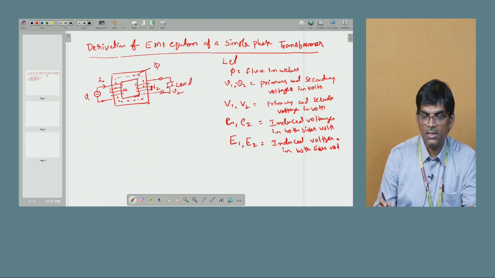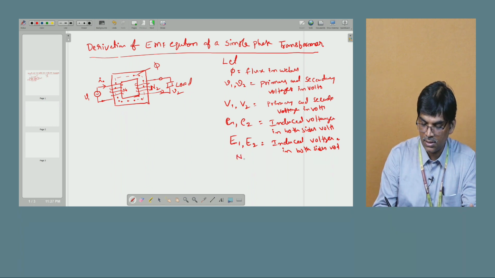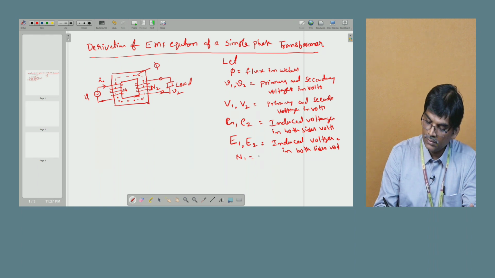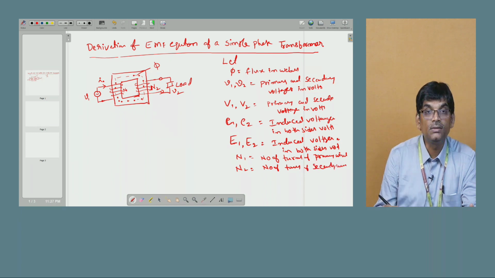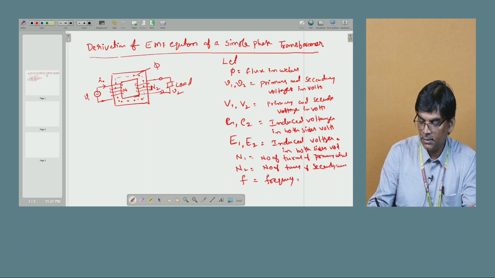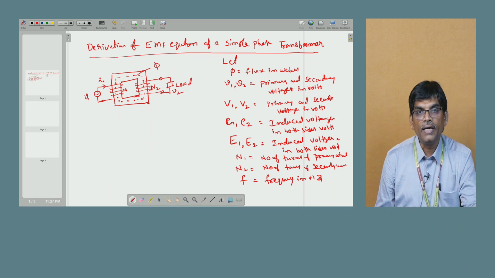Here e1 and e2 are the instantaneous values, and E1 and E2 are the effective values. Also, the number of turns N1 is the number of turns of the primary winding, N2 is the number of turns of the secondary winding, and f is the frequency of the supply in hertz. These are the terms used in this derivation.